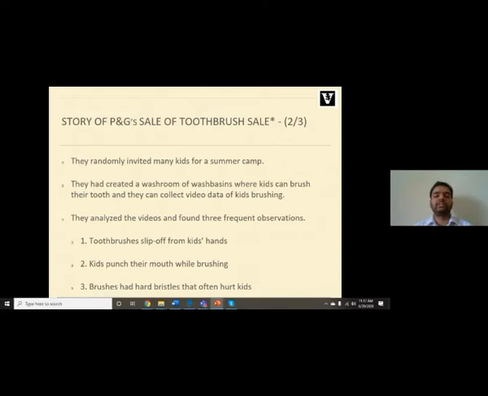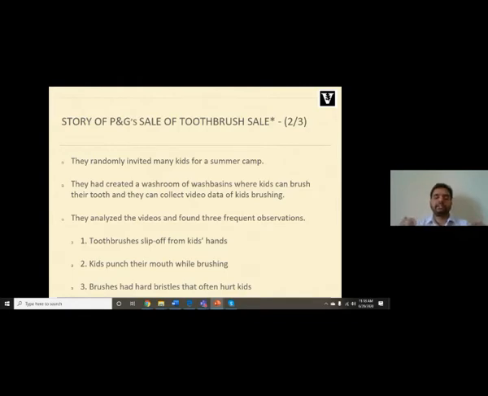After analysis, they found three most frequent observations. The first observation was that toothbrushes slip off from kids' hands. Number two, kids used to punch their mouth while brushing. And number three, brushes had hard bristles that often hurt kids.